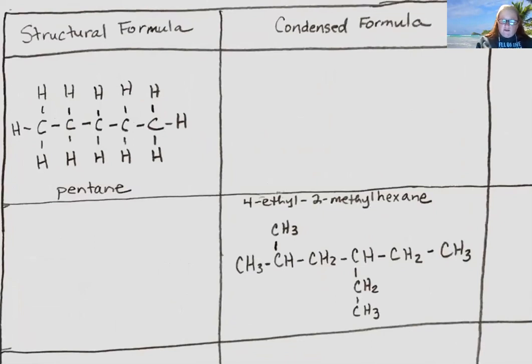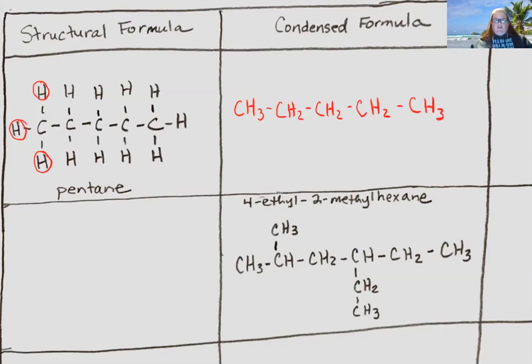As I'm drawing the condensed structure, the first thing I'm going to do is draw what's at the very end, which is a CH3. There are the three hydrogens here attached to that carbon. So I draw CH3, and then I can put a dash in, CH2, CH2, CH2, and then another CH3 for the end. And this is what the condensed structural formula looks like for that.